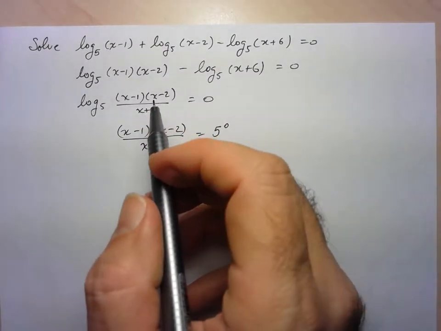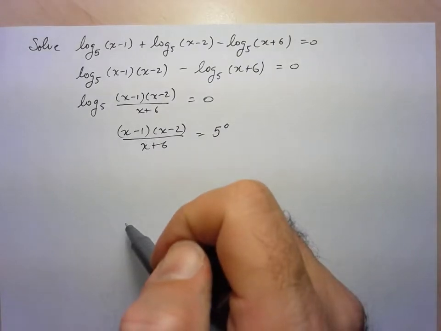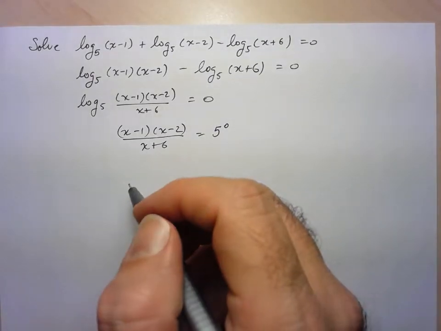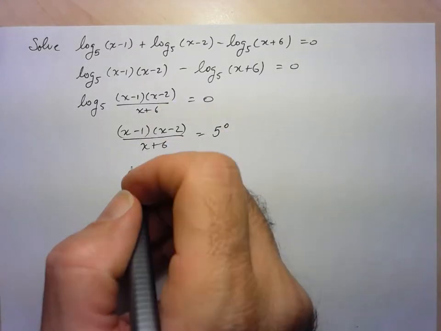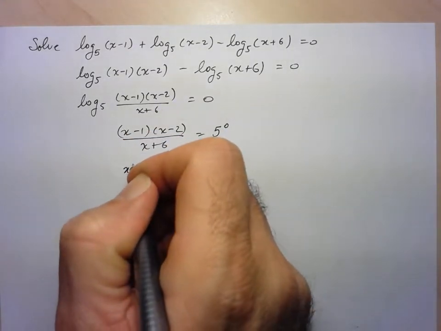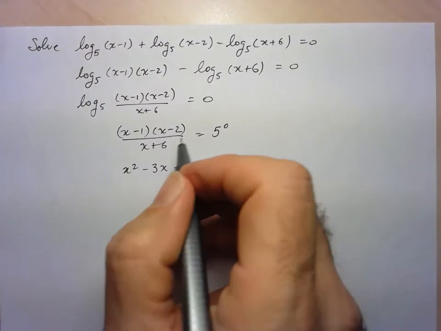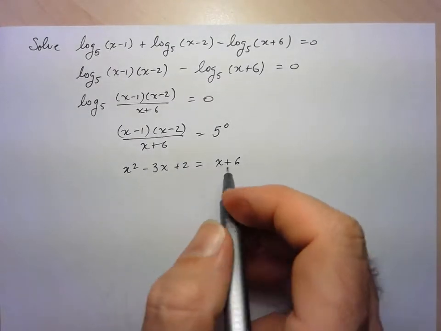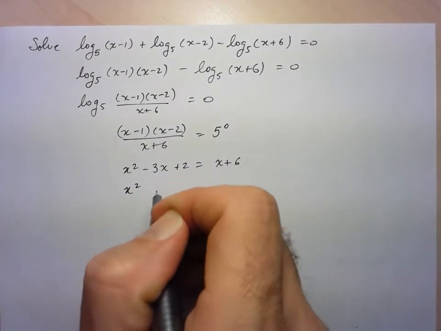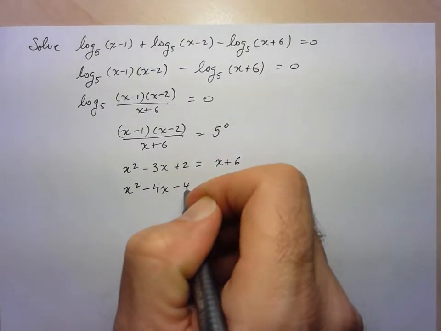And now what we've done is we've turned this logarithmic equation into a rational equation. So I'm going to solve this by multiplying both sides by the lowest common denominator. So here, this numerator, I might as well multiply it out. So we have x squared minus 3x plus 2 equals 1 times x plus 6, so just x plus 6. All right, so now bring everything to one side. x squared, that's going to be minus 4x. 2 minus 6 is minus 4.